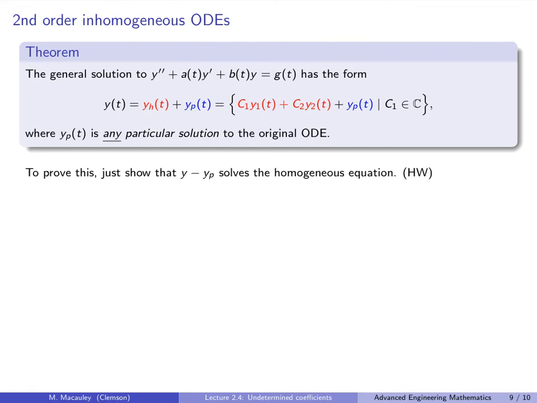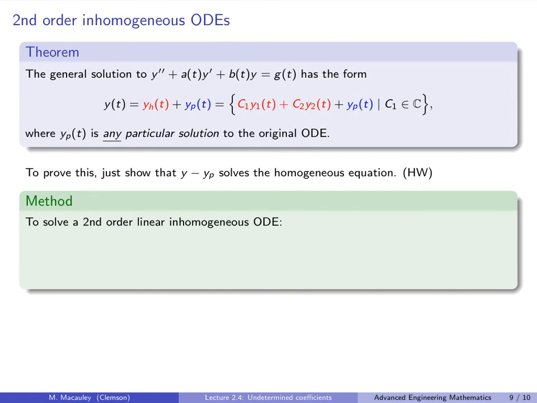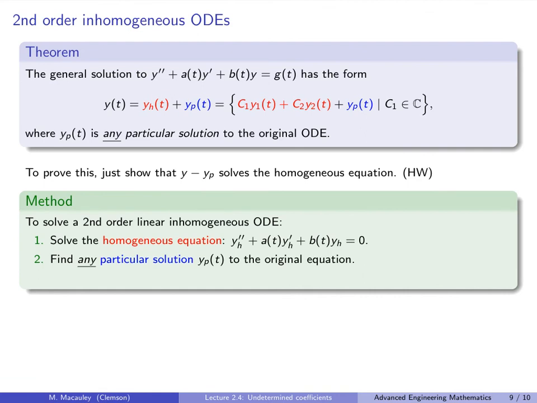We can verify this just like we did for the first-order case in the previous lecture, and I'll leave this as a homework exercise. To solve a second-order linear inhomogeneous ODE, the method is basically the same. We first solve the homogeneous equation, and then we find any particular solution, yp of t, to the original inhomogeneous equation, and then we add those together and we're done. The general solution is y of t equals yh of t plus yp of t, which is c1y1 of t plus c2y2 of t plus yp of t.